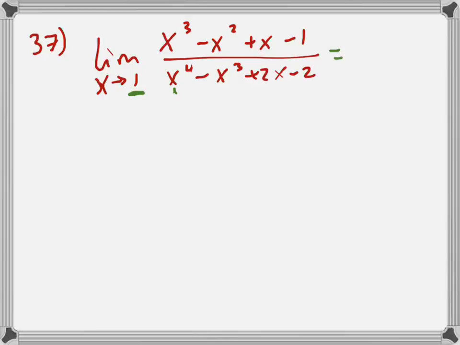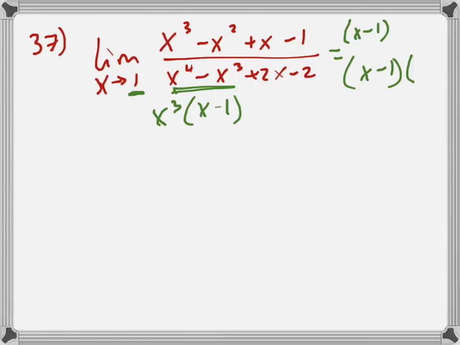So let's factor this, and I bet there's going to be an x minus 1 in the bottom and an x minus 1 on the top that are going to factor out. Let's do that real quick. This bottom one is going to be by grouping. If I take an x cubed out of here, it's going to be x minus 1. And if I take a positive 2 out of there, it'll be x minus 1. So here's your answer: x cubed plus 2 times x minus 1.